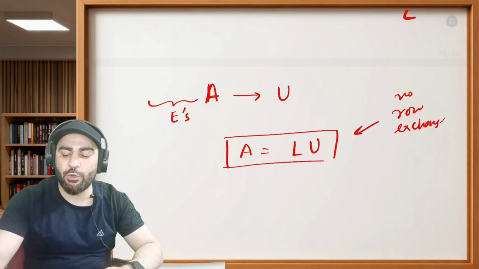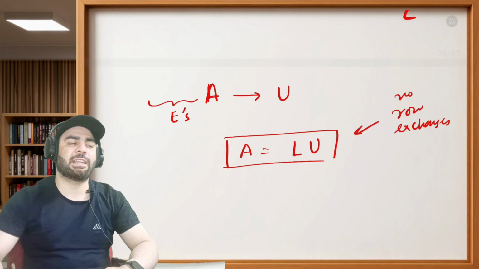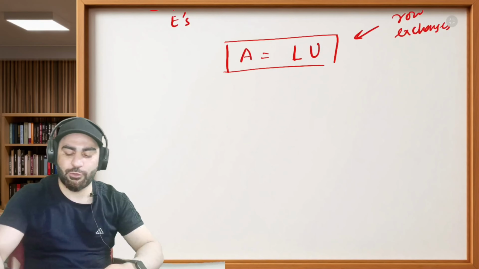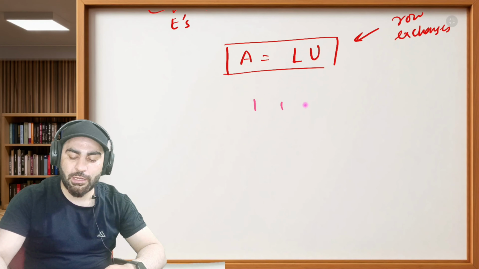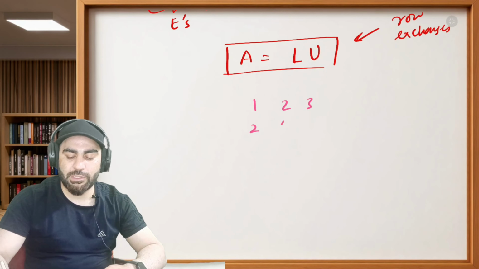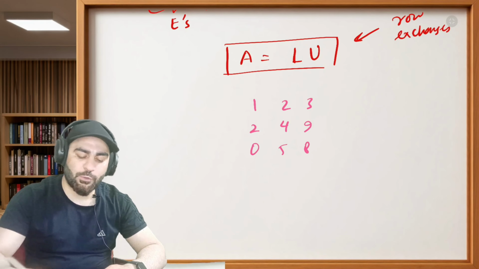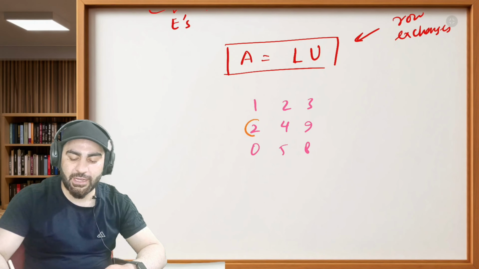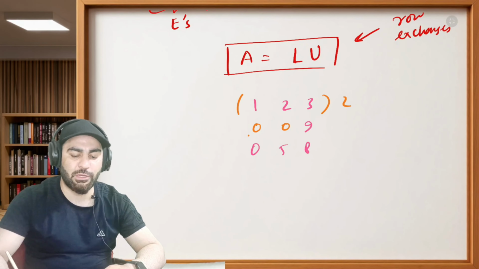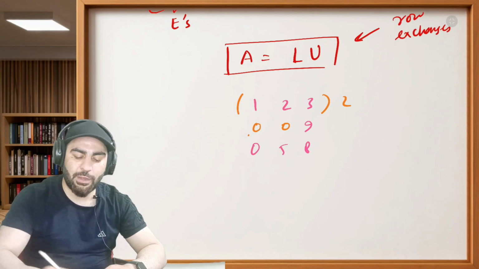So why do we need row exchanges? Because suppose there is a case where your pivot got changed. Suppose you had 1, 2, 3 initially, and then 2, 4, 9, and 0, 5, 8. Once you knock out this variable by multiplying with 2, and knock out this variable, you will see that this also becomes 0, and this also becomes 0. So now you have made a pivot 0.